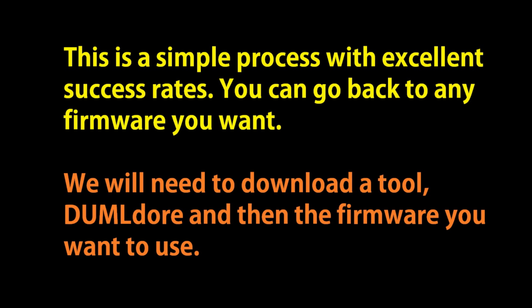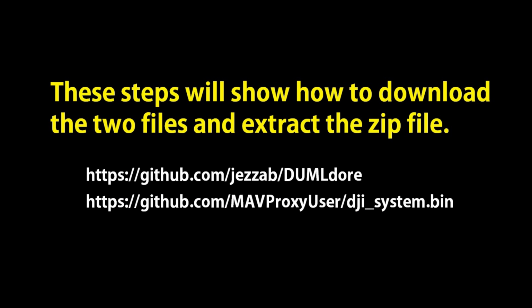It's a really simple process, really good success rates. You can go back to any firmware you want. On the Mavic, I'm going to go back to .700. Basically, you need to download the Dumldore tool from the URL shown here. You also need to go get the firmware that you want to flash back to.